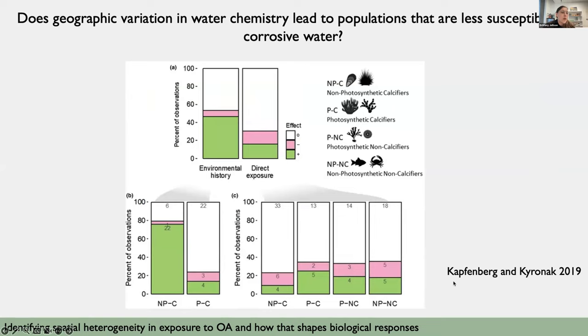And a bit of a more recent review of this idea of incorporating environmental history when thinking about the responses to future coastal acidification has found that here, white is a neutral effect of acidification, pink is a negative effect, and green is a positive effect. The comparison here in A is really thinking about if you incorporate that environmental history and know something about how these animals might have been pre-exposed to acidification-like conditions, when that is incorporated, we see less negative effects and more positive effects. So that can help us better predict what we might expect for biological responses in the future.